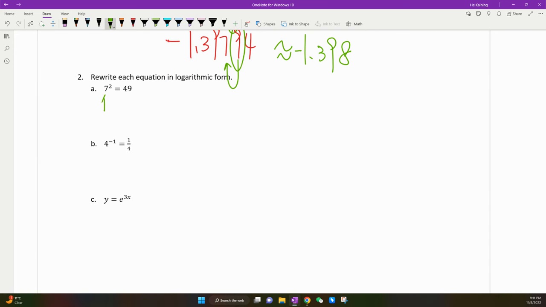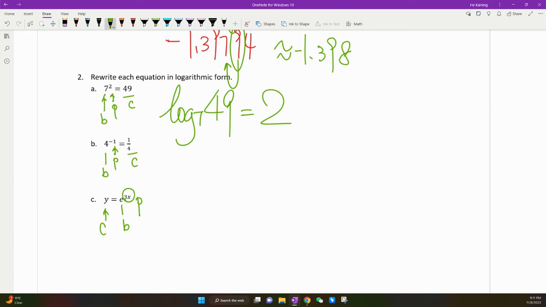Now, all we've got to do is just label: this is the base, this is the power, this is your answer constant. Base, power, answer constant. Answer constant, base, and this chunk is going to be your power. So let's change it: log, base, answer constant, power.